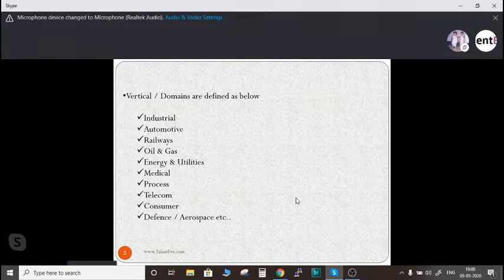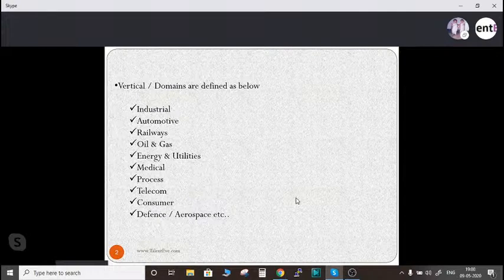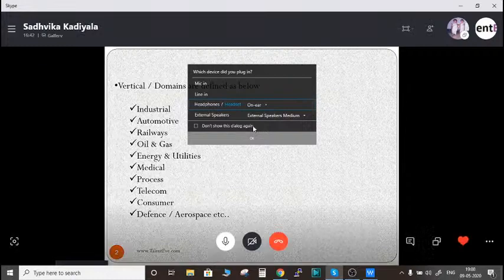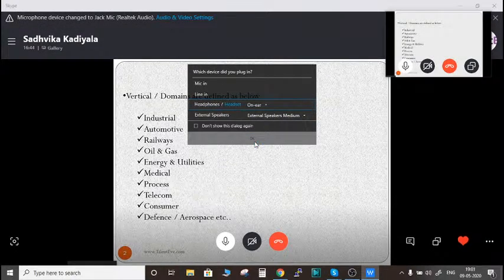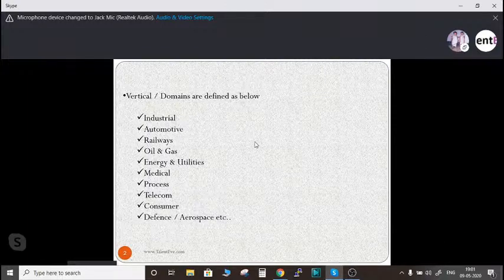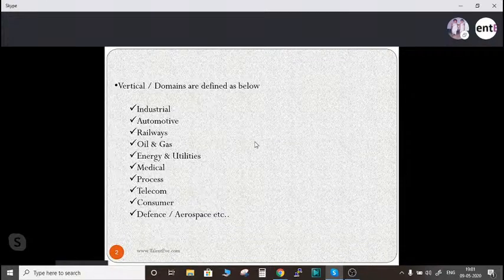So in order to go into the basic vertical domains, basically in the market, there are various domains called industrial, automotive, railways, oil and gas, energy utilities, medical, process, telecom, and defense. These are the major domains that we come across in the market where you do electronic product development. But in what way is your electronic product development concerned with these various domains?